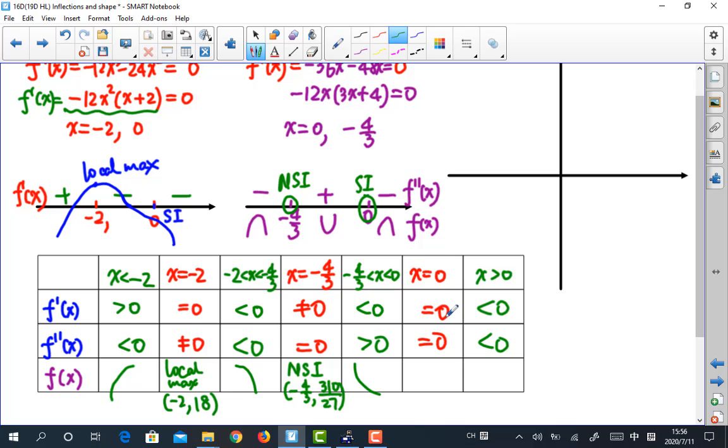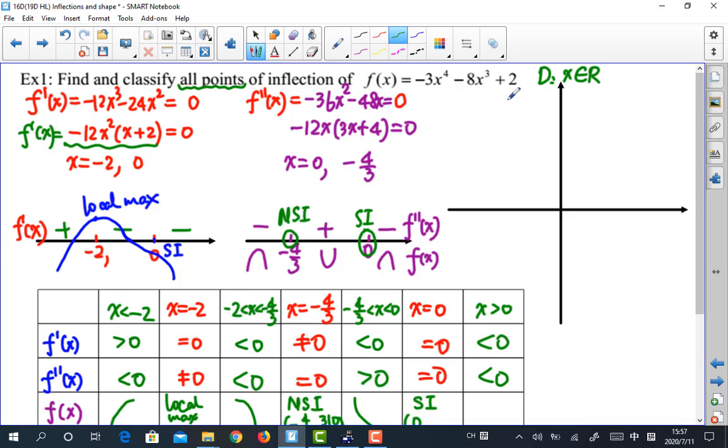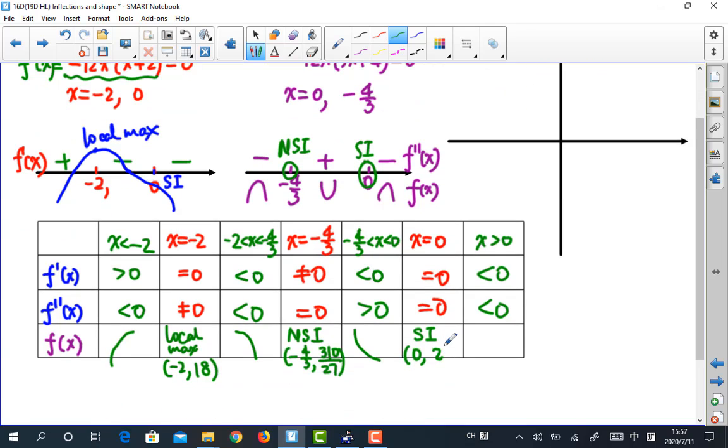Then x equals 0: the first derivative is 0, the second derivative is 0. This point is the stationary inflection point. Let's find its corresponding y coordinate as well. So x equals 0, plug back into the original function. The corresponding y coordinate is 2. For the last column, when x is greater than 0, the first derivative is negative, so the function is decreasing. The second derivative is negative, so it is concave down. Decreasing concave down, so the graph must look like this again.